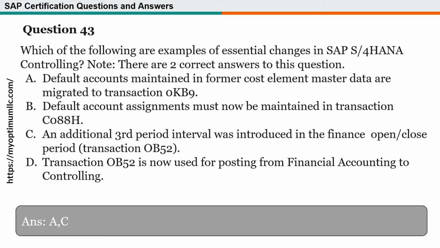Question 43. Which of the following are examples of essential changes in SAP S/4HANA Controlling? Note, there are two correct answers to this question. A. Default accounts maintained in former cost element master data are migrated to transaction 0KB9. B. Default account assignments must now be maintained in transaction OKB9. C. An additional third period interval was introduced in the finance open/close period, transaction OB52. D. Transaction OB52 is now used for posting from financial accounting to controlling.